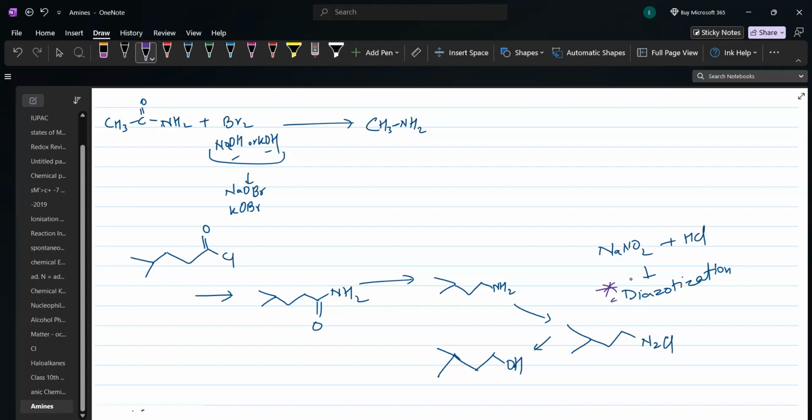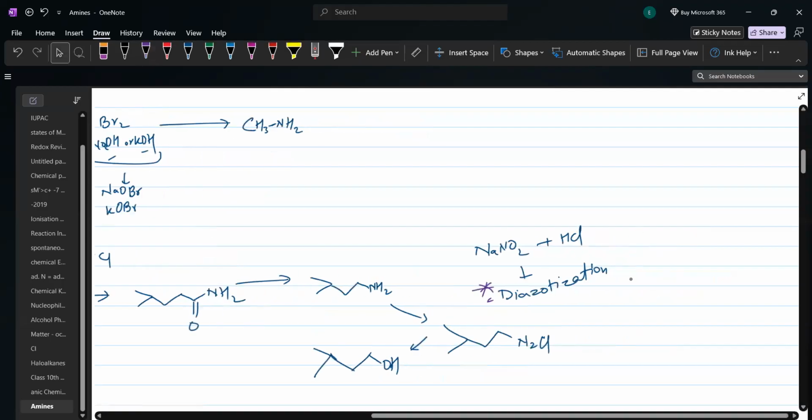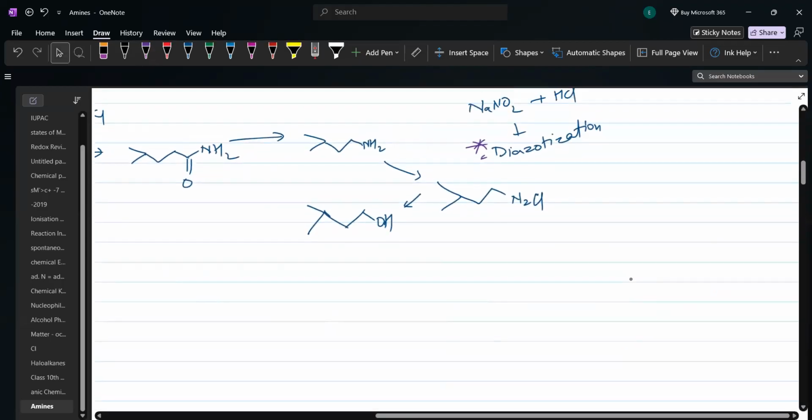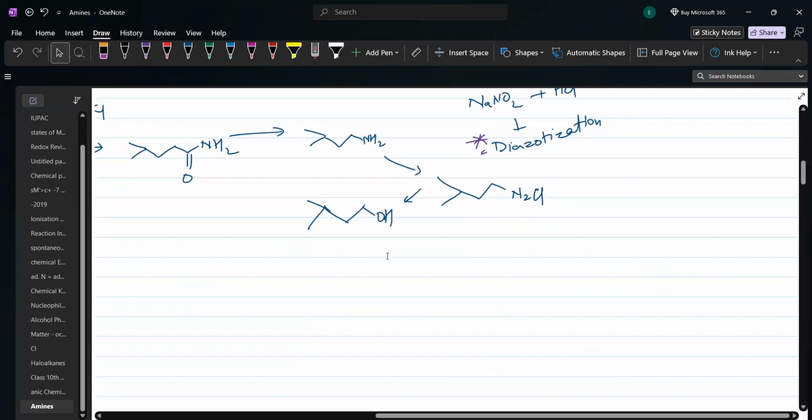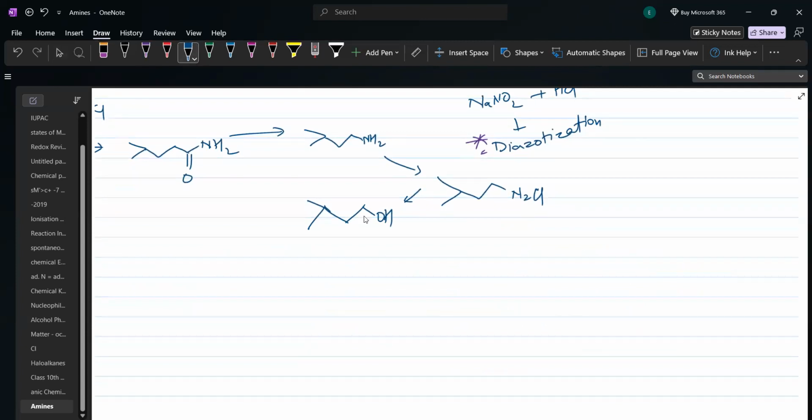One of the ways to form haloarenes is by diazotization also. In haloalkanes and haloarenes you may have learned this. Done? Yes, sir.